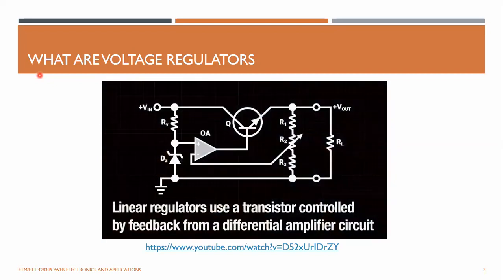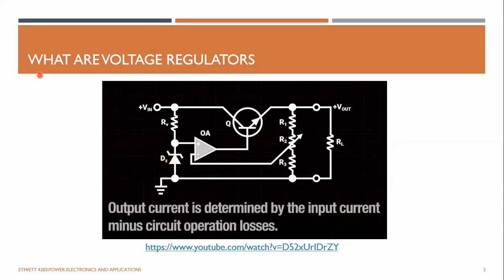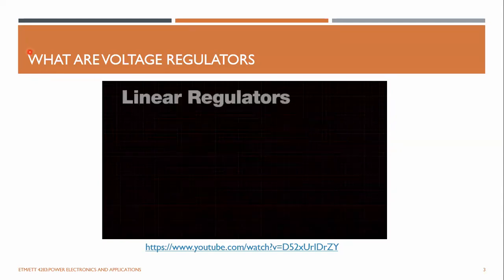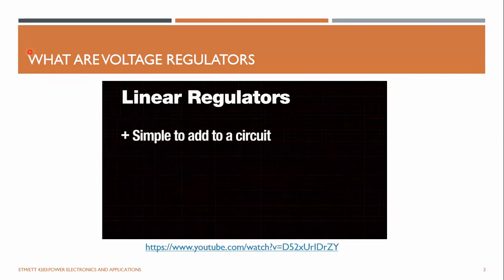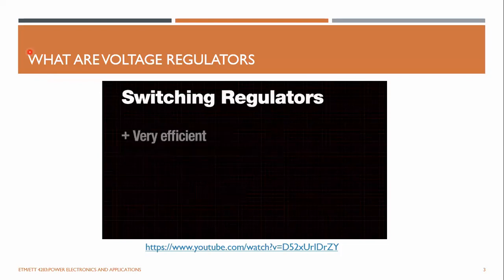Linear regulators use a transistor controlled by feedback from a differential amplifier circuit and a reference voltage to control output voltage. They may feature fixed or adjustable output. Output current is determined by the input current minus circuit operation losses. Linear regulators are simple to add and give a fast response time, but are not very efficient. The output of a linear regulator is always lower than the input and drops out if the input voltage is too low. Switching regulators are very efficient but can be difficult to design.